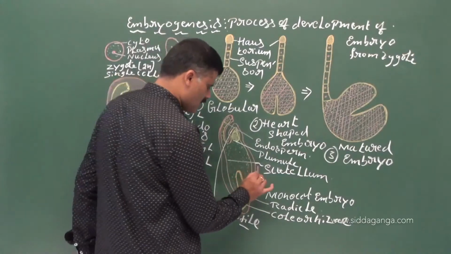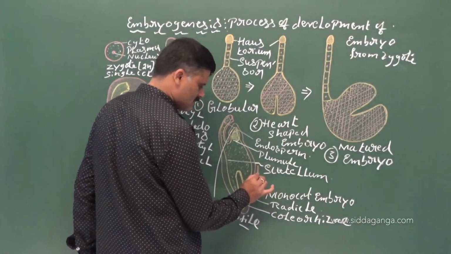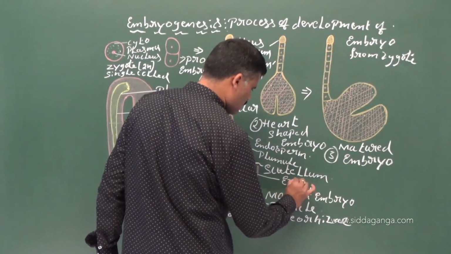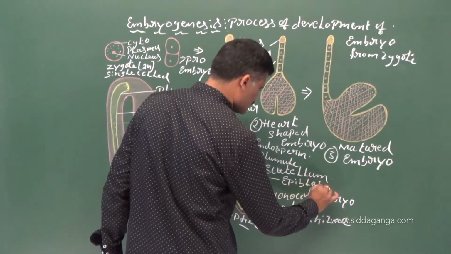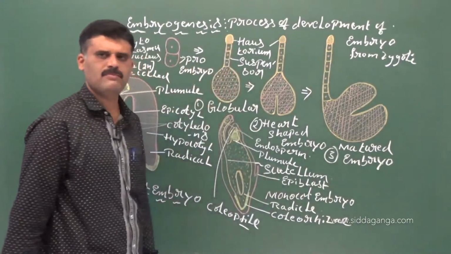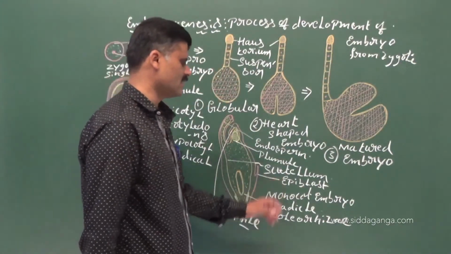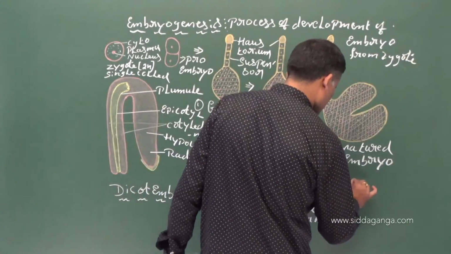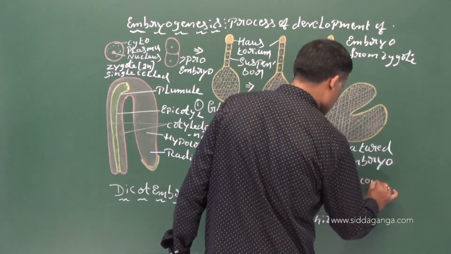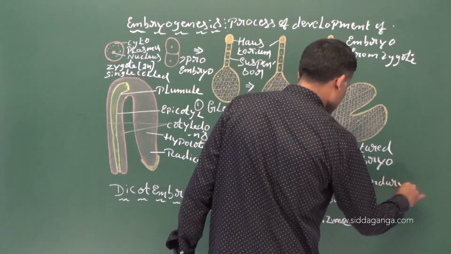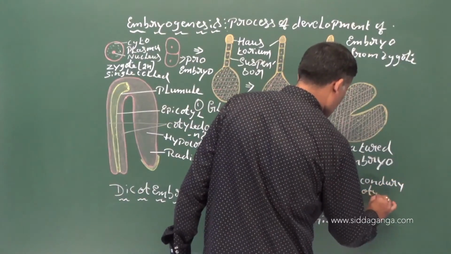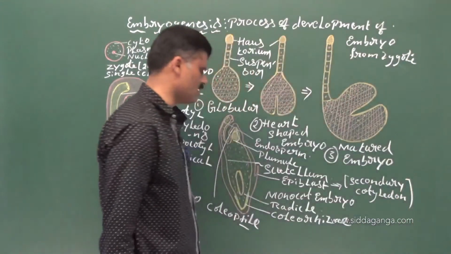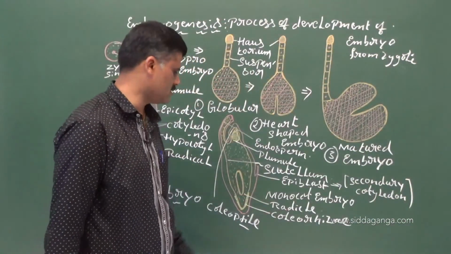Next, see here, a rudimentary structure is present, called epiblast. It is called epiblast. It is nothing but the secondary cotyledon. Epiblast is called secondary or rudimentary cotyledon, very important for competitive exams.